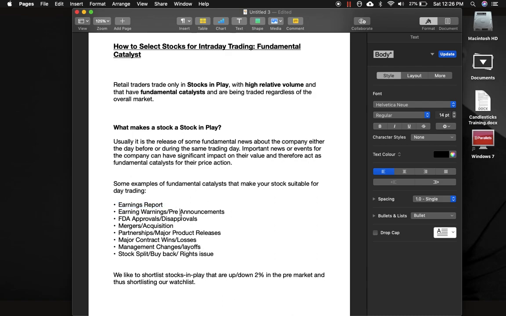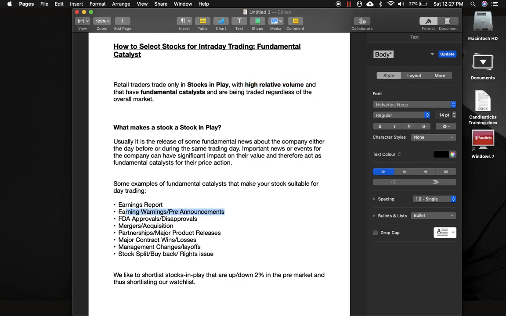So currently we are in the quarter four earning season. So we'll have a lot of earning announcements happening right now, and that is what is going to make your stock a fundamental catalyst. So, for example, today is Saturday. So, whatever stocks are going to post their quarterly earnings for net profit and revenue on Monday, they will be the stocks in play for Monday, and they will be trading at a high relative volume, much more than their average volume.